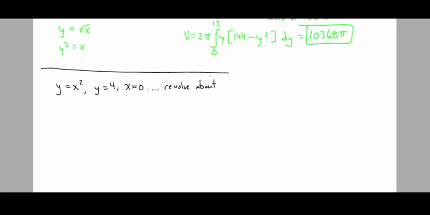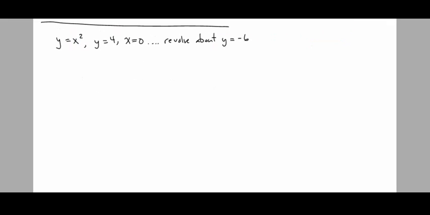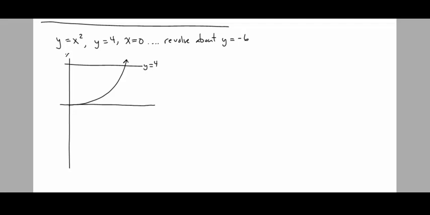Now the reason this one is different is that most of these that I've set up have always been rotated about an axis, not a line like y equals negative 6. So let's get started with our curve sketch. For this one, I'm going to have to drop down to y equals negative 6, so I need to leave plenty of space down here. I have a parabola opening up. We'll make this y equals 4. Here's x equals 0. This is the region right here, and I'm going to rotate this about the line y equals negative 6.